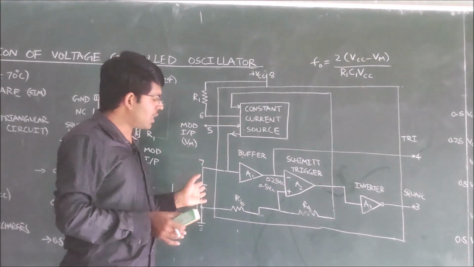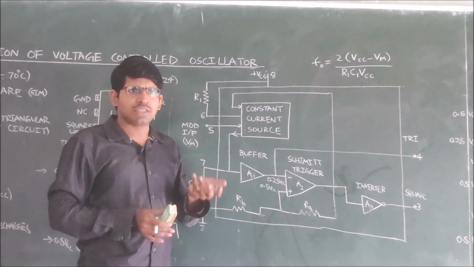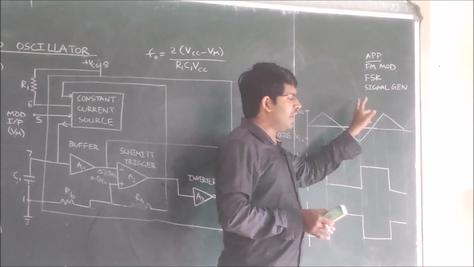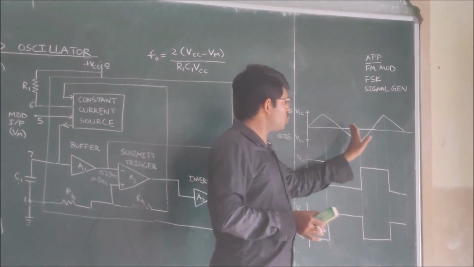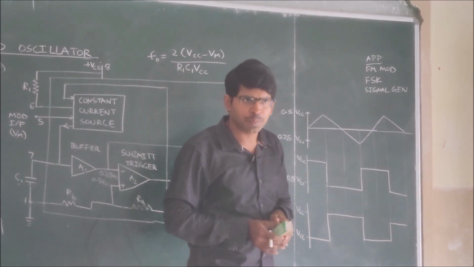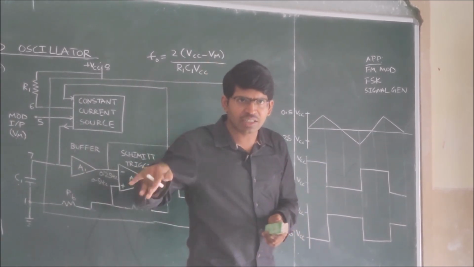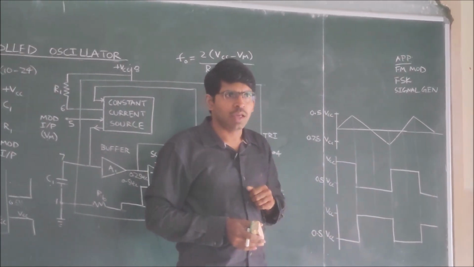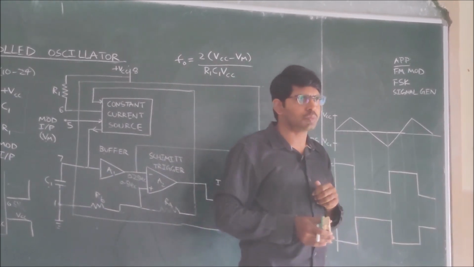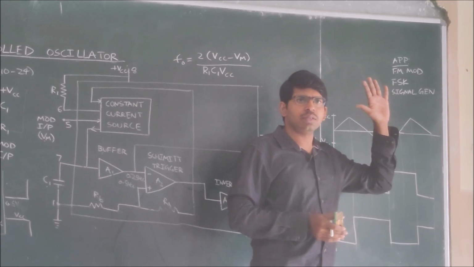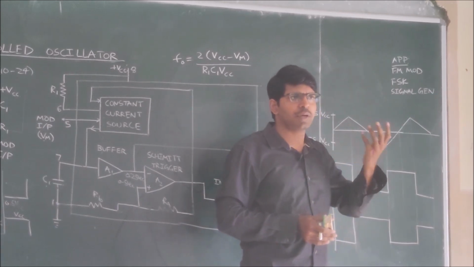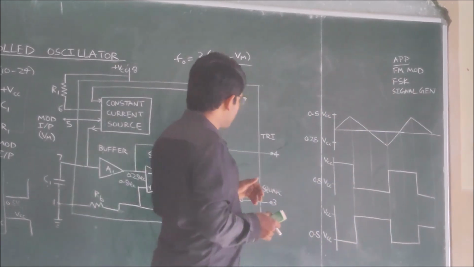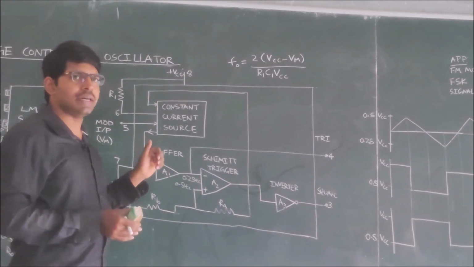You have connected the constant current source to the capacitor. The capacitor is charging from 0.25 VCC to 0.5 VCC, and it is discharging from 0.5 VCC to 0.25 VCC. So the charging and the discharging of the capacitor is creating the triangular wave. A capacitor with a constant current source: when the capacitor is charging, it is because of the constant current source. When the capacitor is discharging, it is through the resistors RA and RB.